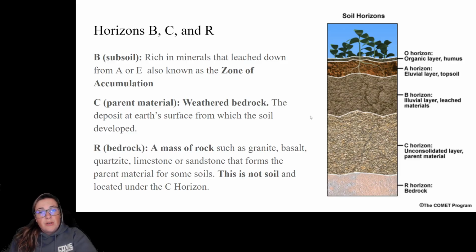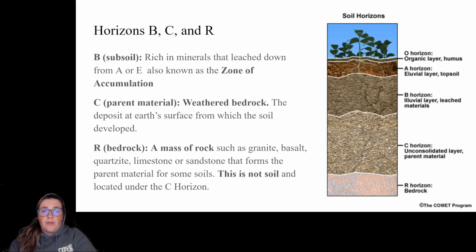This is rich in minerals that leach down from A or E, but it's also known as the zone of accumulation, right? Next, we have the C horizon, which is typically a parent material, and this is weathered bedrock, the deposit at Earth's surface from which the soil developed. So this is the parent material that decomposes and then forms that looser material that the plants and organisms can live in. Then we have the R horizon, which is bedrock.